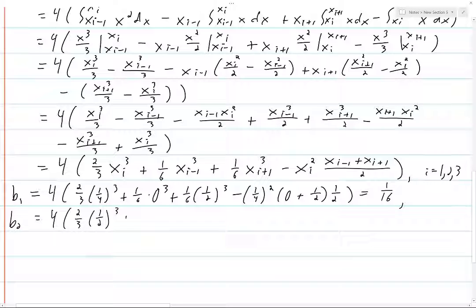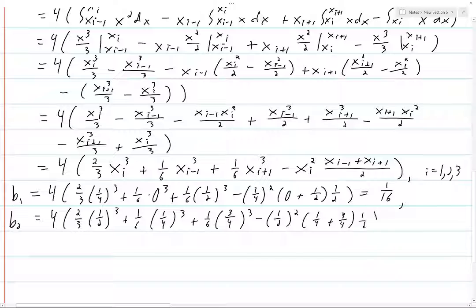So now for B2, i is equal to 2. And so xi is going to be x2, which is 1/2. Xi minus 1 is going to be x1, which is 1/4, and xi plus 1 is going to be x3, which is 3/4. And hopefully in explaining that while writing down something, I didn't mix anything up. But if you do this correctly, you should get 1/8.